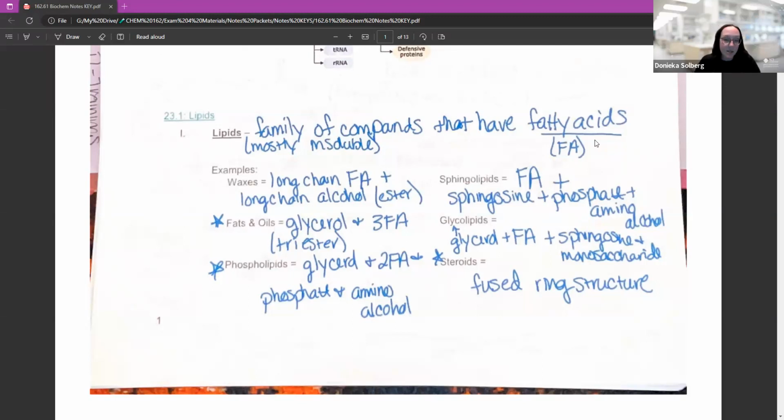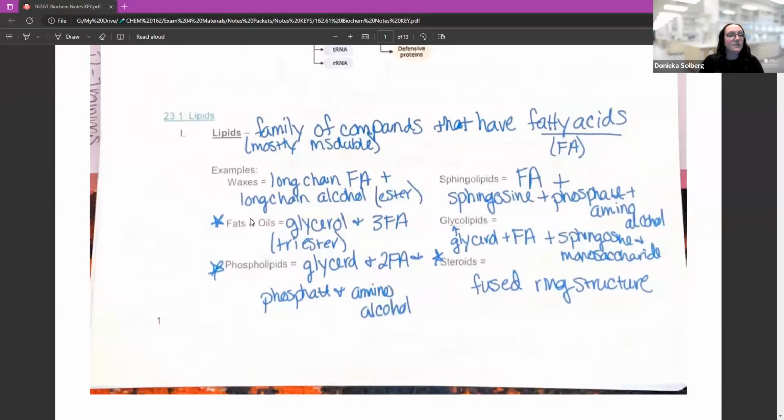They are mostly, notice I say mostly, insoluble. So if you think of fats and oils and butter and things like that, they don't dissolve well in water. They're very nonpolar compounds for the most part, and that applies to most lipids. Okay, so here are some examples of different types of lipids.